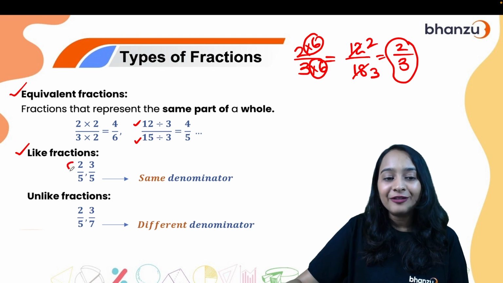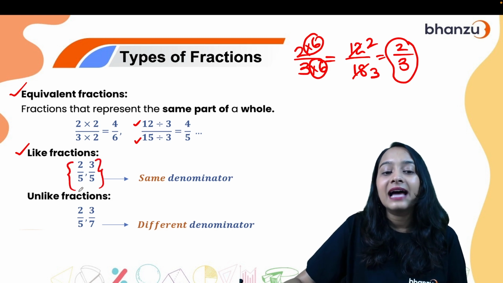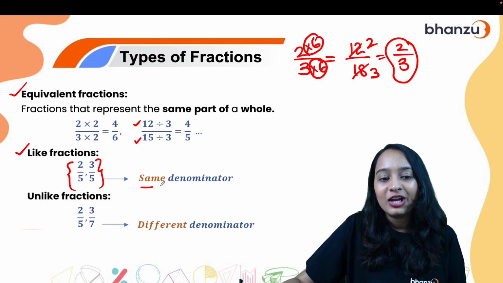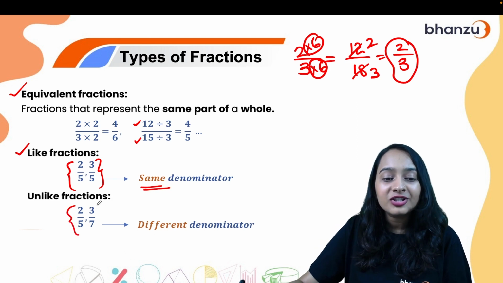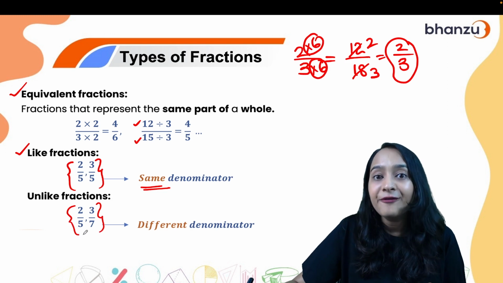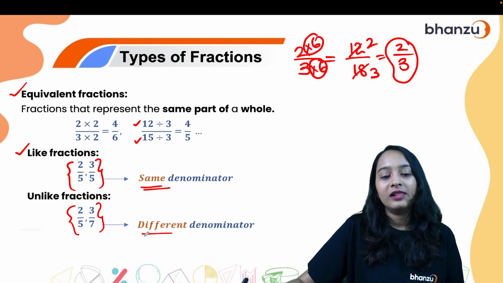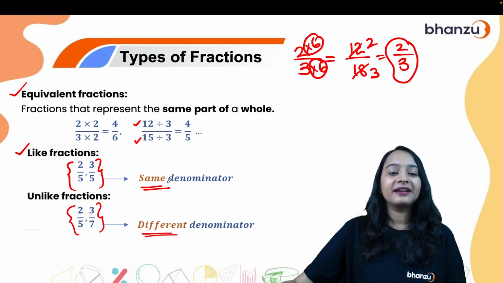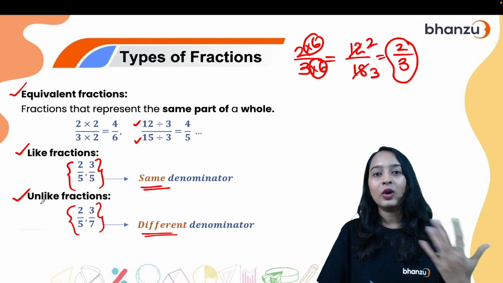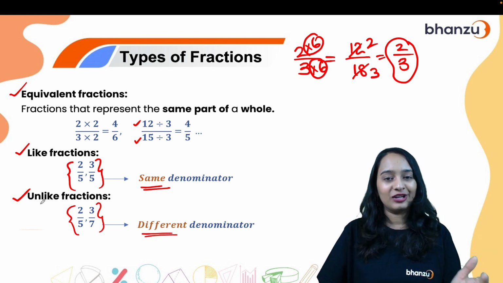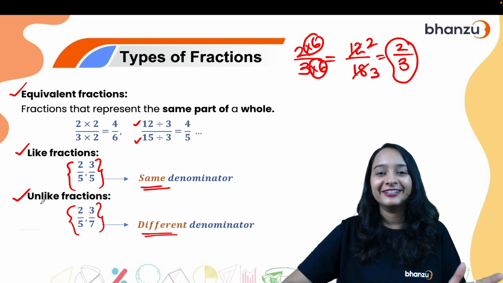If for a set of fractions the denominators are the same, then they are called like fractions. In a set of fractions, when the denominators are different, then you can call them unlike fractions. We're going to use a lot of like and unlike fractions when it comes to addition and subtraction of fractions. That's when we have learned it earlier.